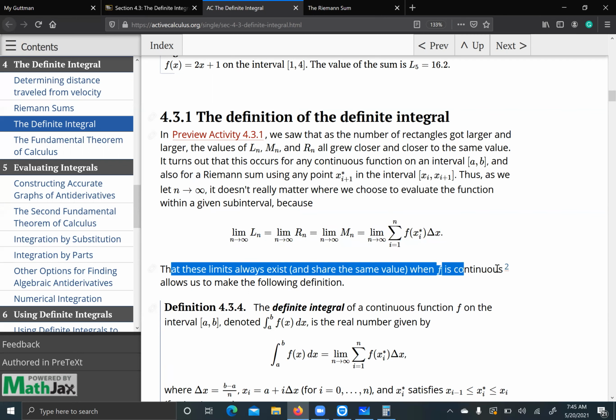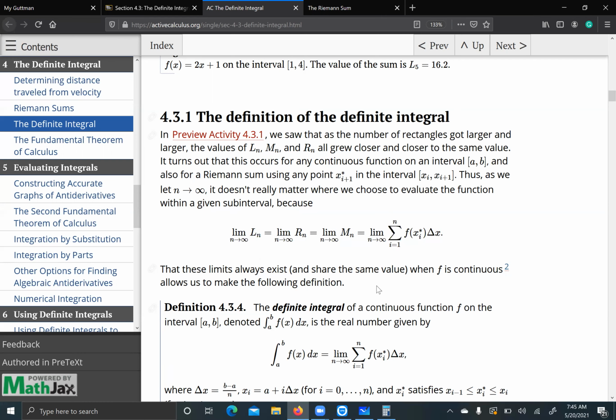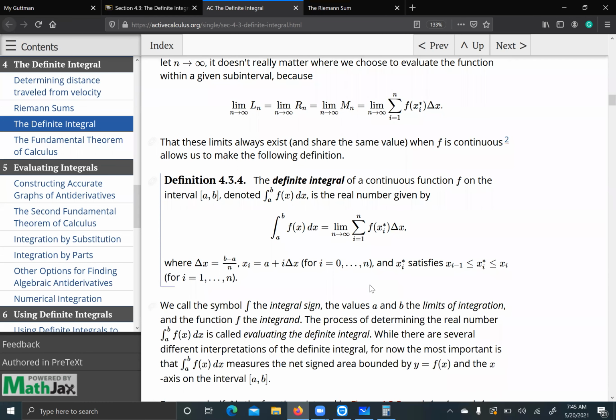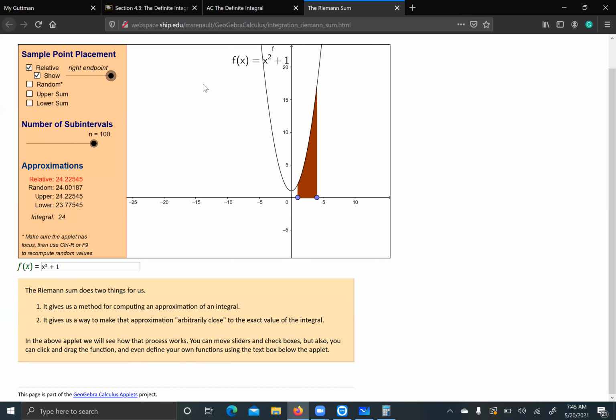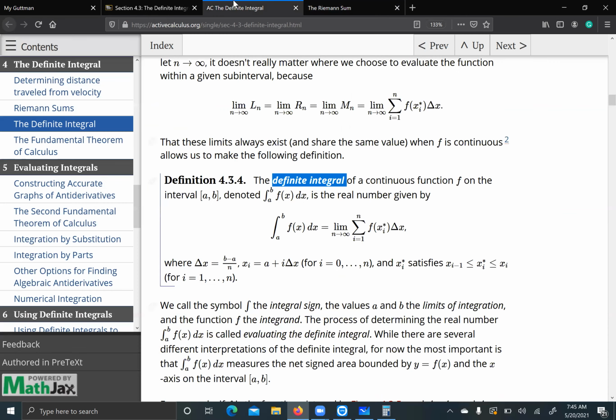And of course, if f is continuous, in this way we are now ready to define the integral, the definite integral. So in general, because we are doing this over an interval, for example the interval from 1 to 4, we are looking at the area under the curve over a specific interval. That's why it's called definite.